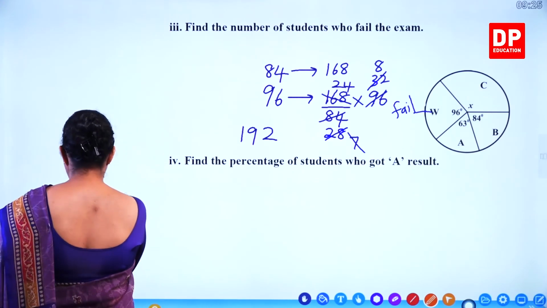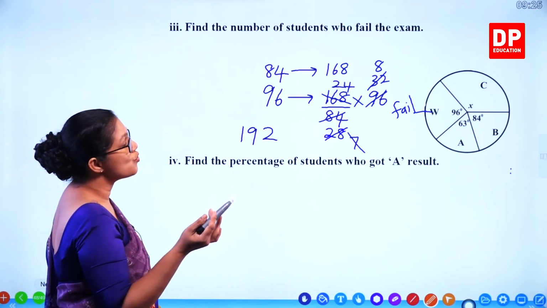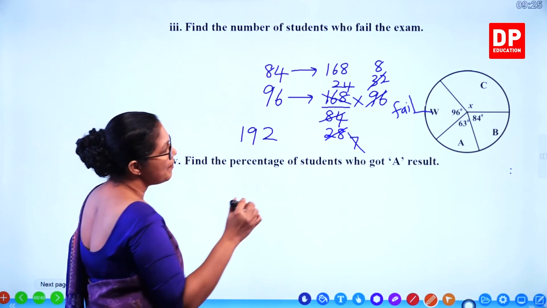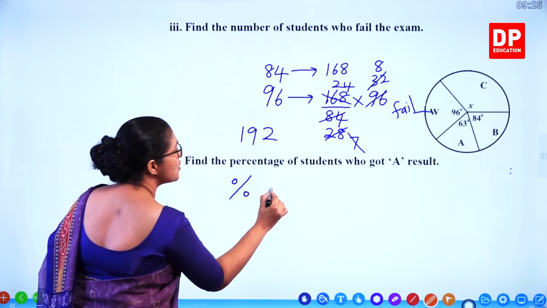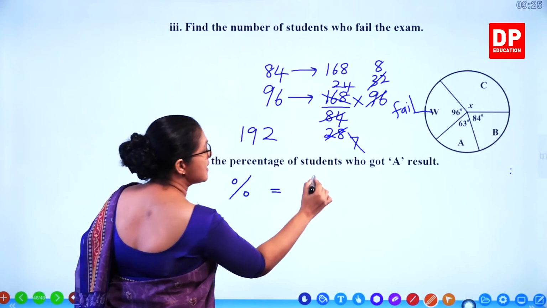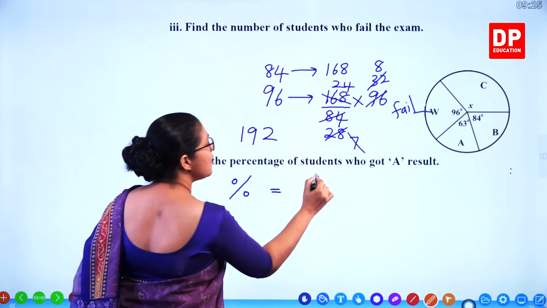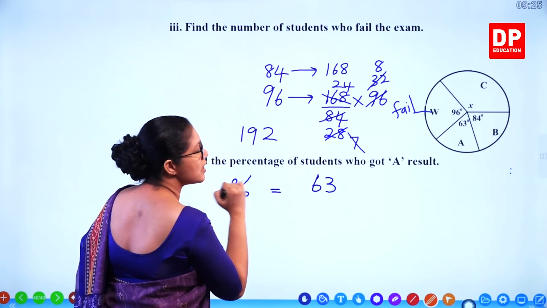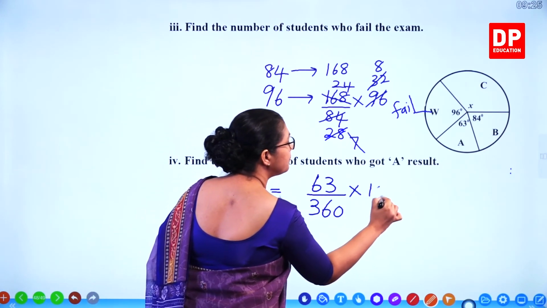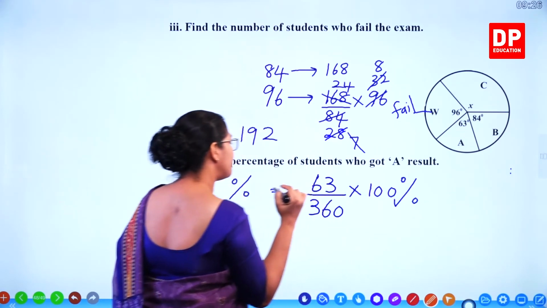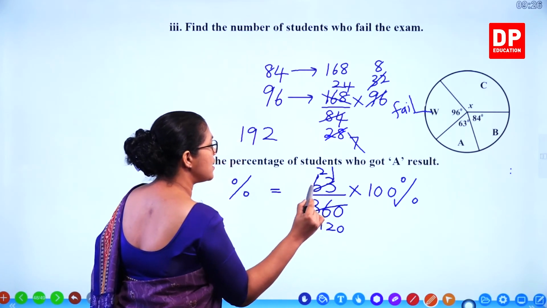So out of how many? 720 students. Find the percentage of students who got A result. A means this part, 63. So we can find out the percentage using an angle. No need to find out the total. With angle also you can find out the percentage. 63 out of 360 into 100. So 3 times 21, 3 times 120.